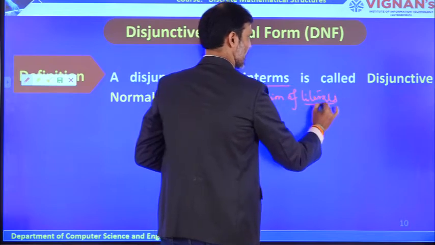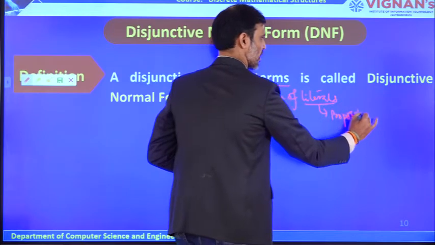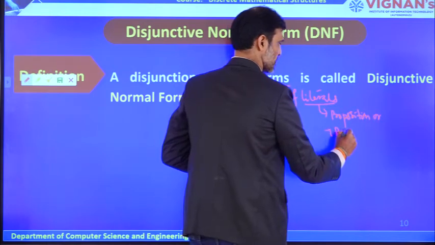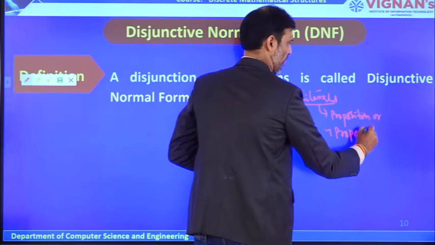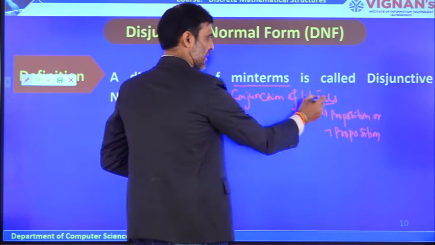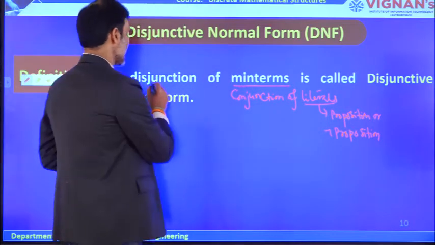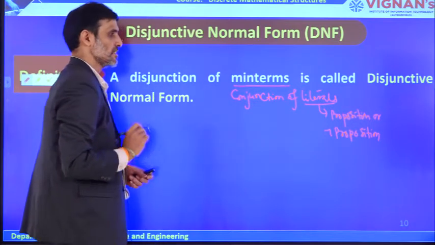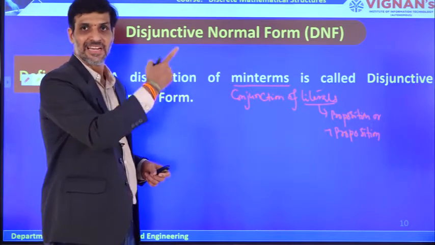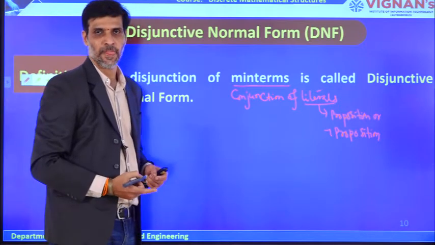What do you mean by a literal? It is a proposition or negation of a proposition. Minterms are conjunctions of literals, and a literal is a proposition or the negation of the proposition. So a disjunction of minterms is called, or another way we can define it is, a disjunction of conjunctions of literals is called a disjunctive normal form.